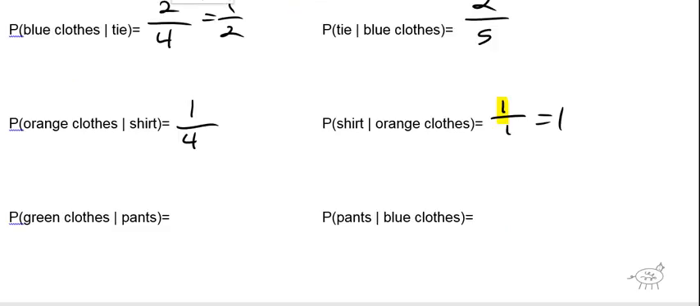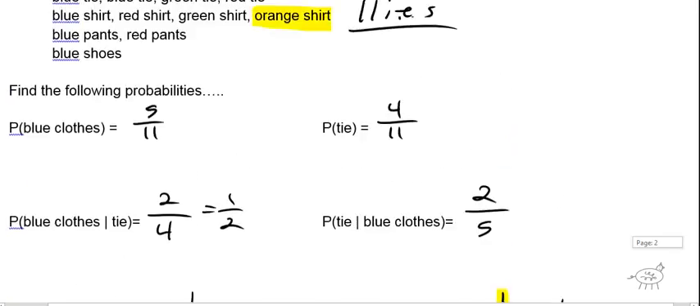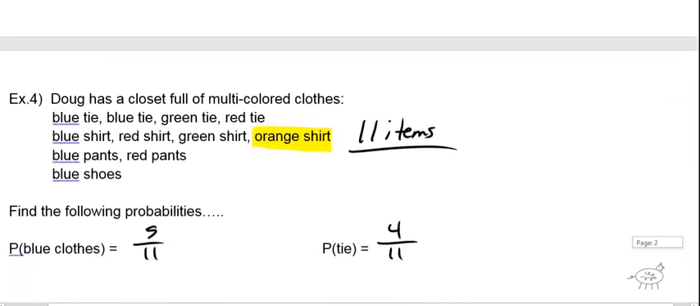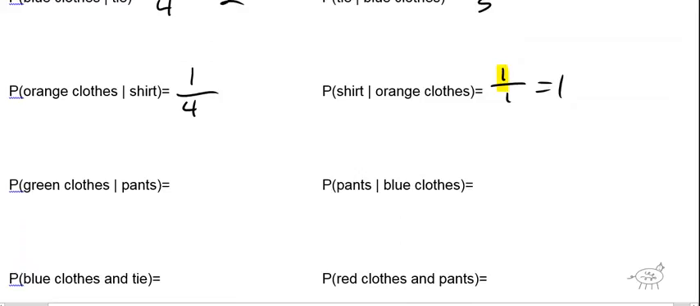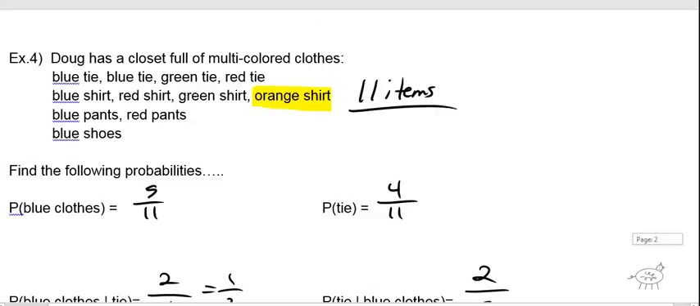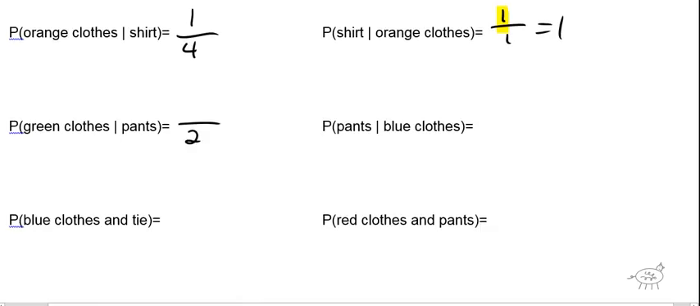The probability of green clothes given pants. Given that it's pants, so I know it's a pair of pants, how many pants do I have? I have 2 pairs of pants, so my denominator is 2. My numerator has to be green pants. It says the probability it's green clothes given it's pants. I know it's pants, so how many green pants do I have? None. So the probability is 0.